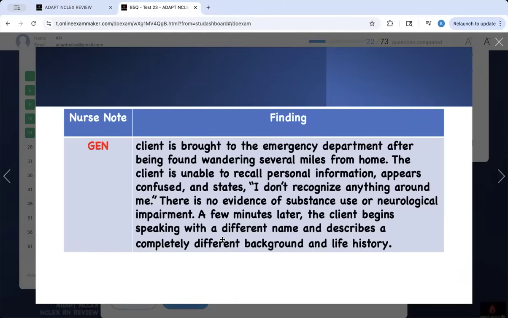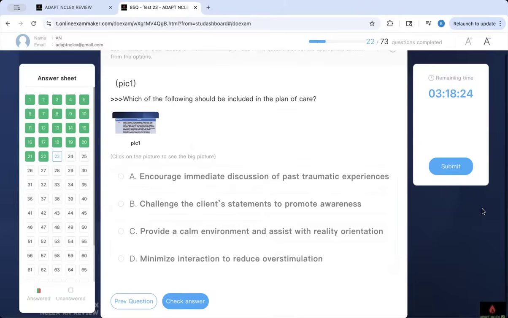There's no evidence of substance abuse or neurological impairment. A few minutes later, the client was speaking with a different name and describing a completely different background and lifestyle. Mental health concept.